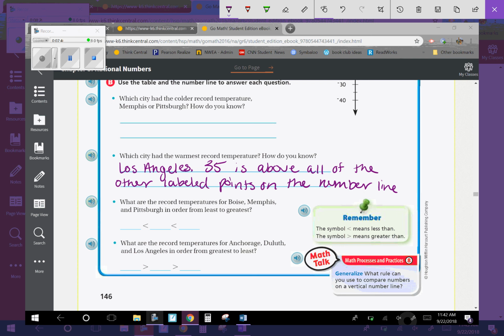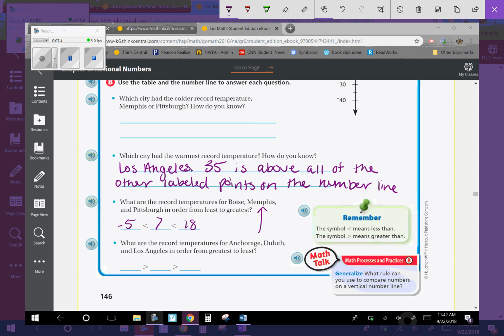And what are the record temperatures for Boise, Memphis, and Pittsburgh in order from least to greatest? Again, just start at the bottom of that number line and go up and see what you find first. B, M, or P. So that would be P first, which is negative 5. And then next would be B, which is 7. And then from bottom to top, remember? M is last, which is 18.